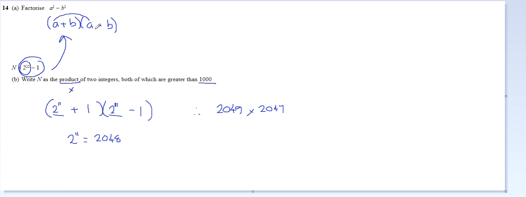Okay, so remember, if part A is asking you to do something and part B seems completely random, it's not. It's always linked in.